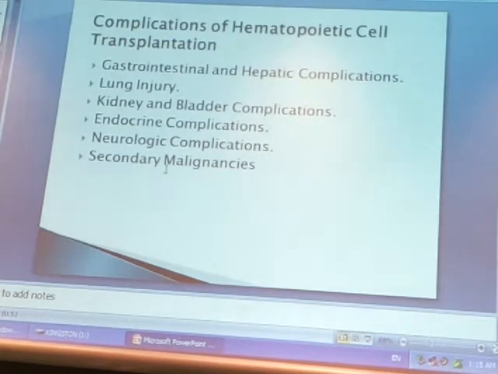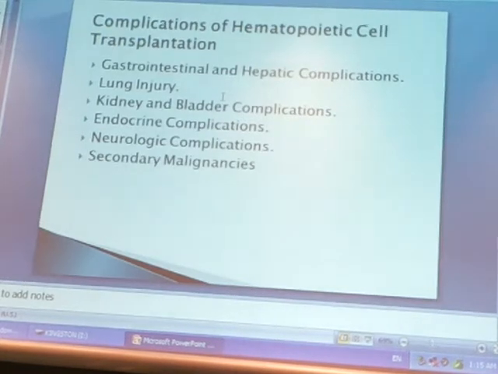Okay, as we said, all organs can be affected by the high dose of chemotherapy or by the chronic graft versus host disease, and it might cause organ failure, and we should always pay attention to all organs and monitor the function of all organs.